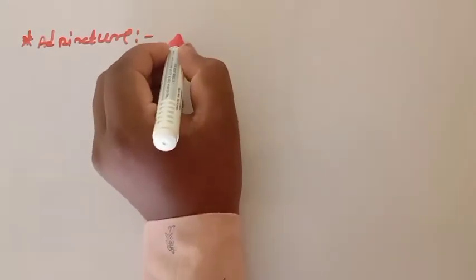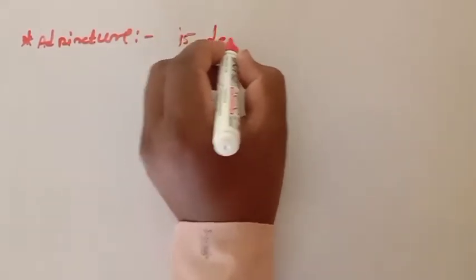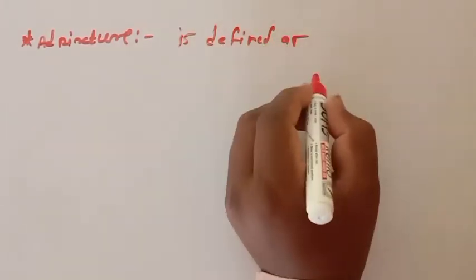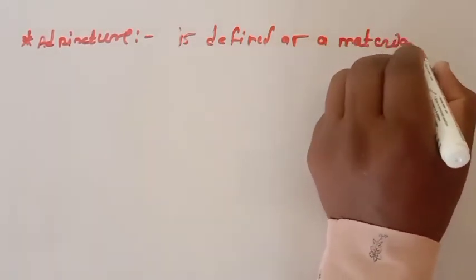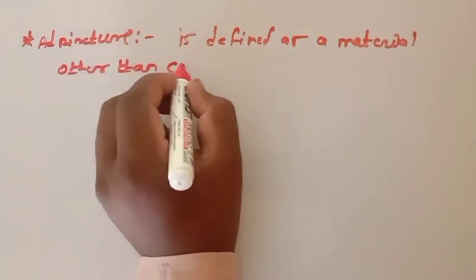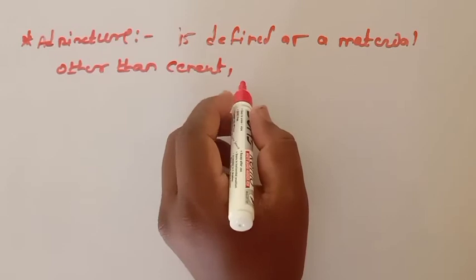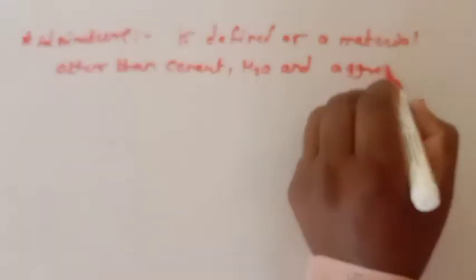So an admixture is defined as a material other than cement, water and aggregates. So whatever material is added in the concrete formation is defined as an admixture. That is, a material other than cement, water and aggregates.